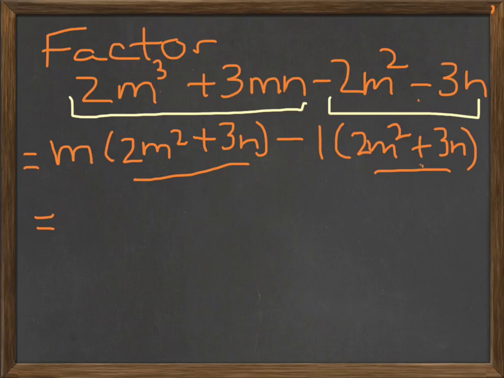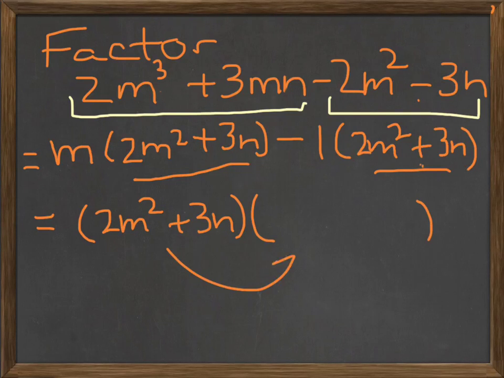And our last step in this factoring by grouping is to take that common factor that I underlined. It appears twice, but when you factor it out, you only need to write it once because it could eventually get distributed to the 2 other parts. Our final answer is 2m squared plus 3n times m minus 1.